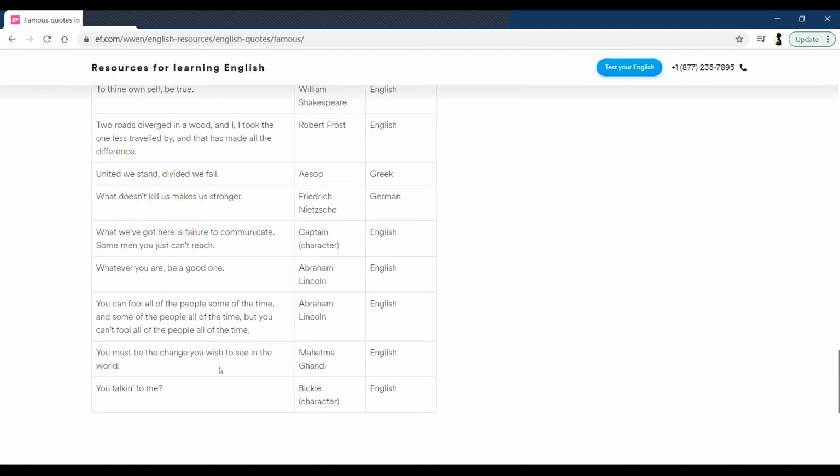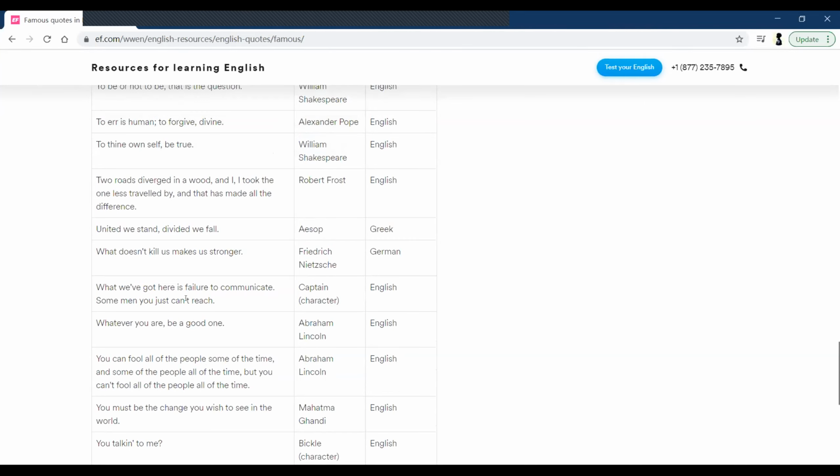You must be the change you wish to see in the world. So if you want to see change, you've got to do it yourself. Like stuff with pollution, I guess. You can't just say, oh, someone else will clean the beaches. You just got to do it yourself, because if everyone has that same mindset, nothing's going to get done. Yeah, I mean those are the main ones.